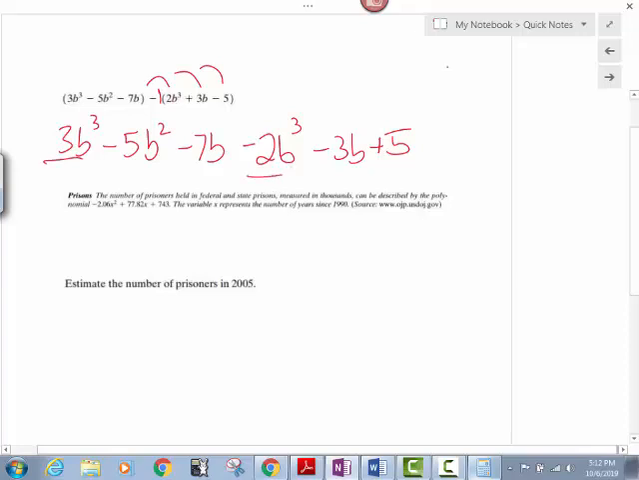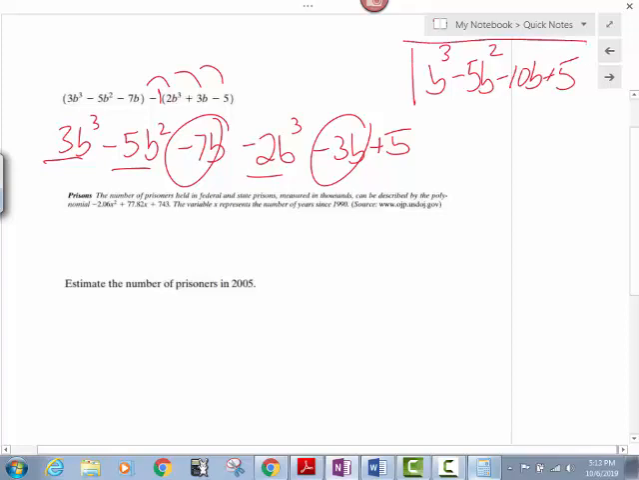3 minus 2 is just a b to the third. Let's see, this is the only b squared we have, so minus 5b squared. Minus 7 and minus 3 is a minus 10 with a b. And then finally, a plus 5. Okay.